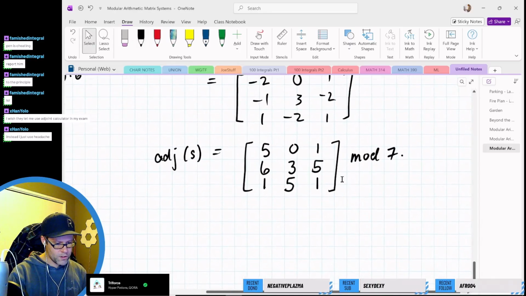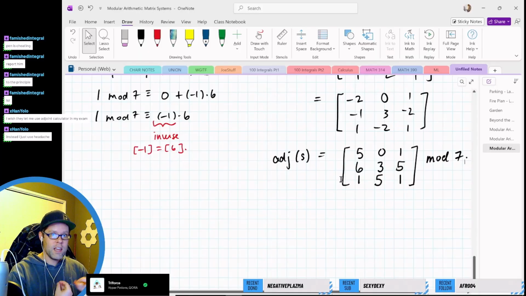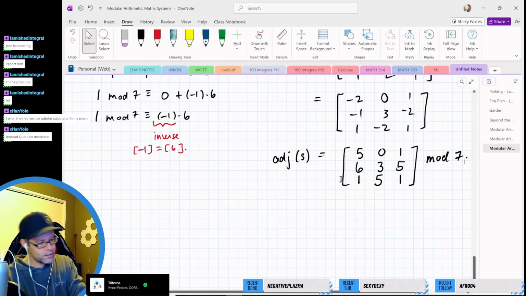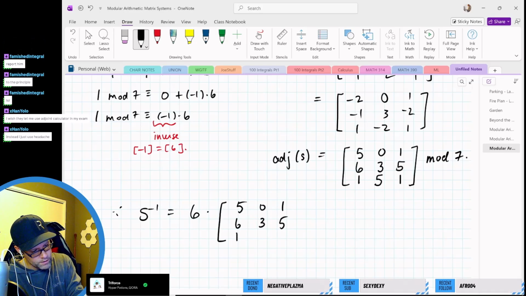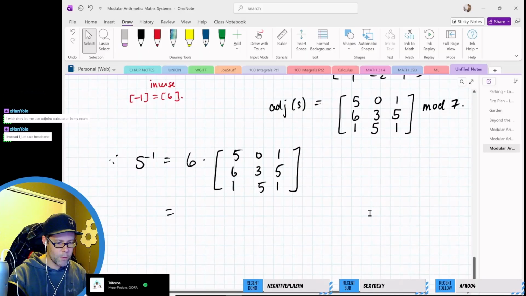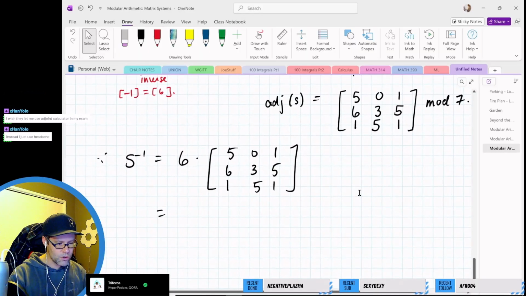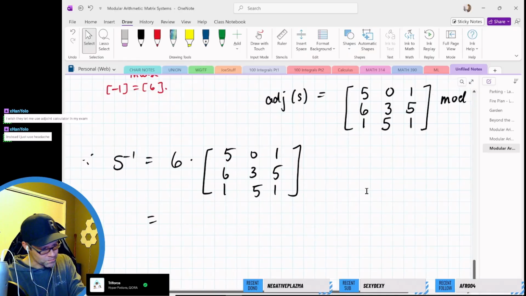All right, so we have the two pieces that we need. We have our adjoint and we have the inverse of the determinant. So we'll just put it together. Therefore, S inverse is equal to 6 times this matrix: 5, 0, 1, 6, 3, 5, 1, 5, 1. So let's go ahead and multiply this. We can simplify at mod 7, and then we can go back and solve the original problem to finish off our lesson on mod arithmetic.